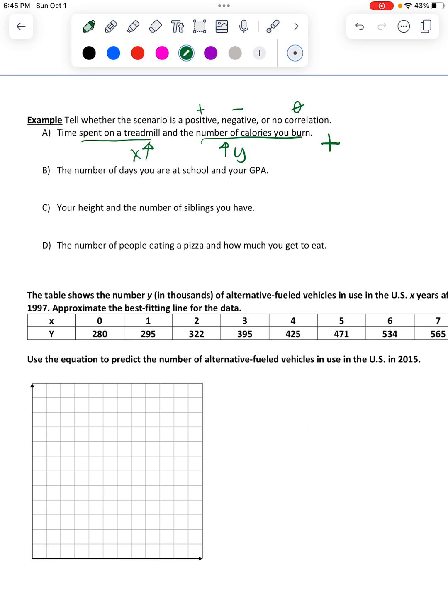The number of days you are at school and your GPA, I honestly don't know how I feel about that one. I think the intention is that the more you are at school, your GPA is higher, and that's typically what happens. But I don't think that's always what happens. I certainly have some students who end up missing a lot of school and do really well. But I think the intention here is for us to say, hey, if you go to school more, you will end up with better grades because you obviously are hearing the material and able to do what you're doing. So I'm going to go ahead and give it a positive.